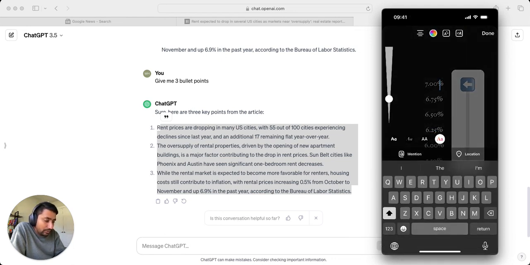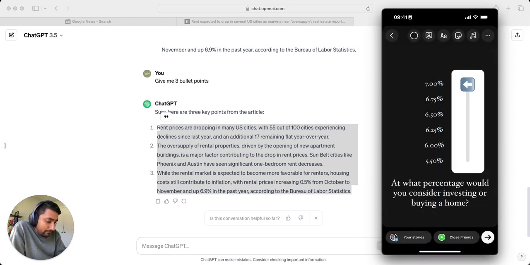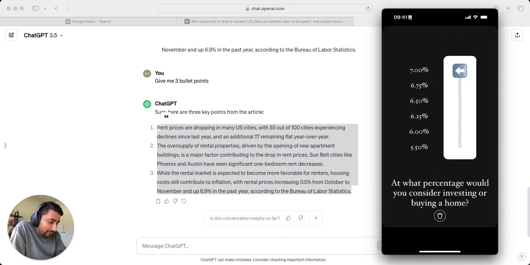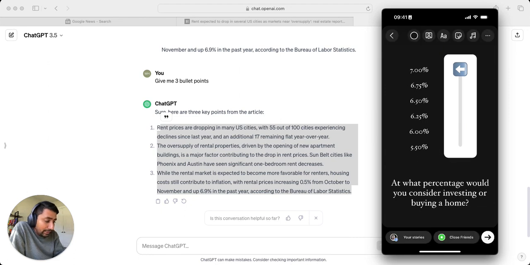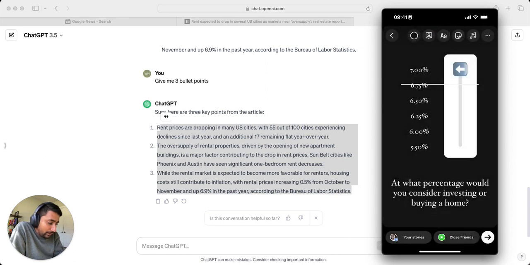I can ask a question: at what percentage would you consider investing or buying a home? When I say that, what I basically have is a group of people engaging with me, and people love to use the slider. People love to move it around. They're a little kid when it comes to a slider. So they want to move it, and you will have engagement.